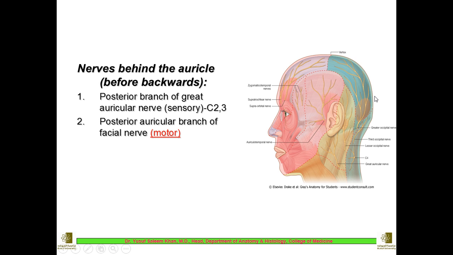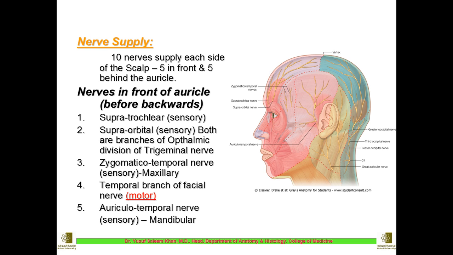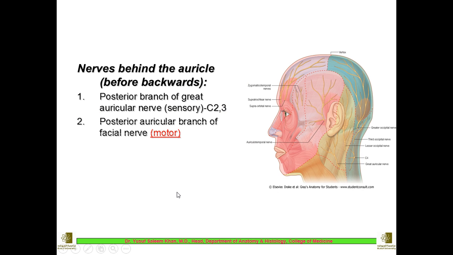Then we have one motor nerve which is supplying the area behind the ear, that will be the posterior auricular branch of the facial nerve. Facial nerve, here also facial nerve, in the front also facial nerve. Okay, so both are branches of the same facial nerve, the motor branches. Temporal branch here, and here will be the posterior auricular branch of the facial nerve.